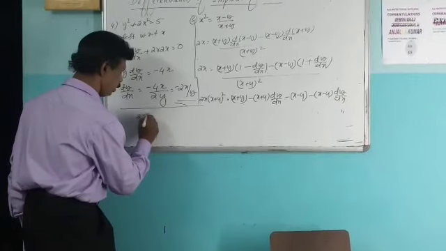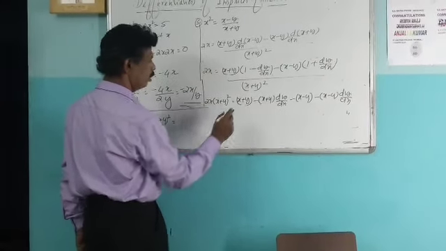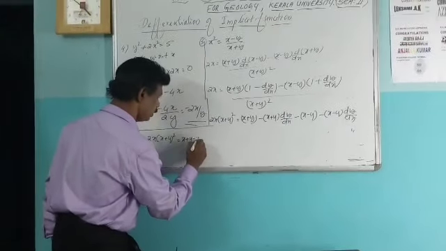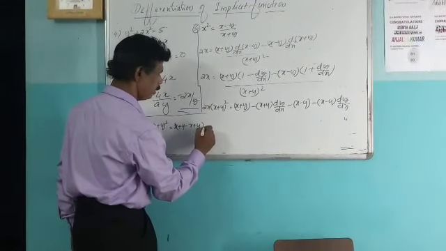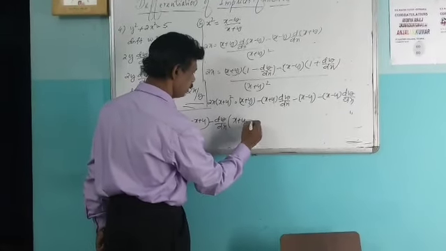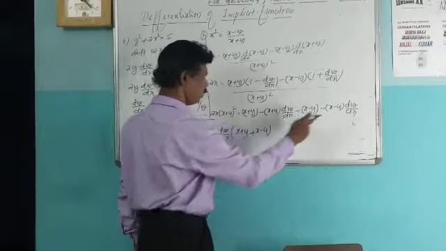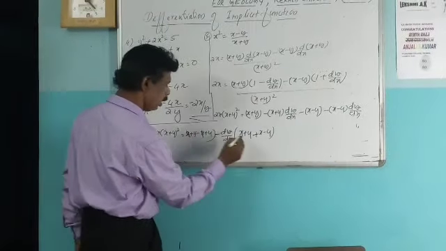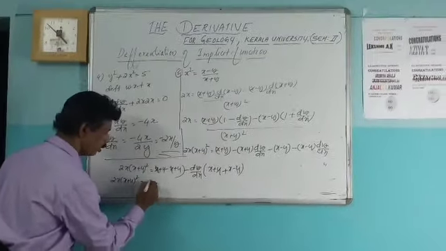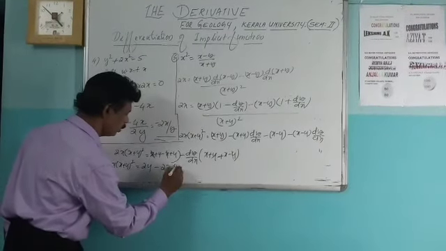2x into (x plus y) the whole square equal to, then x plus y minus x minus y, x minus x will cancel, plus y, 2y. And again, we can write minus dy/dx out of (x plus y) plus (x minus y). Take minus as a common term: minus dy/dx out of (x plus y plus x minus y). Then we can cancel this y and also this x. That is 2x into (x plus y) the whole square equal to 2y minus dy/dx into 2x, that is 2x into dy/dx.